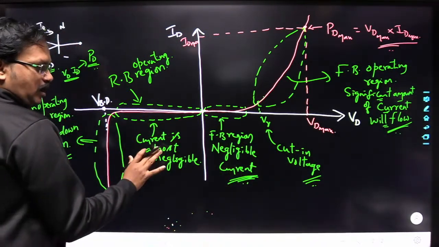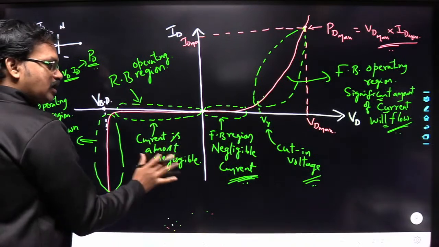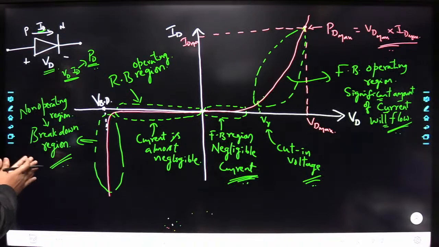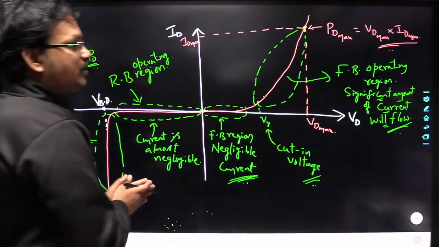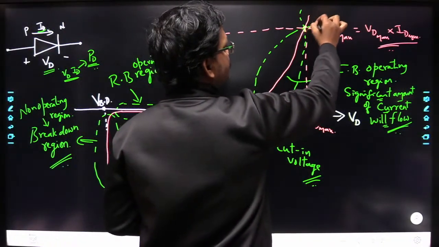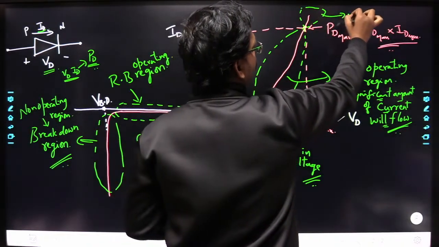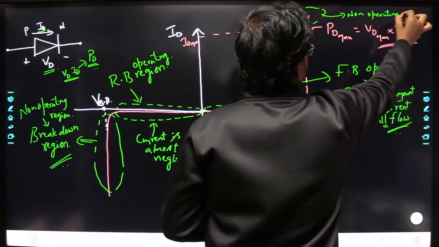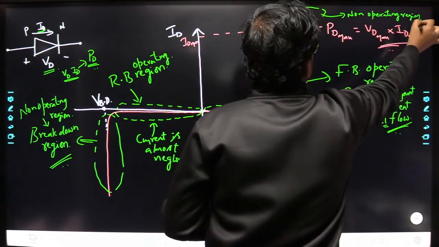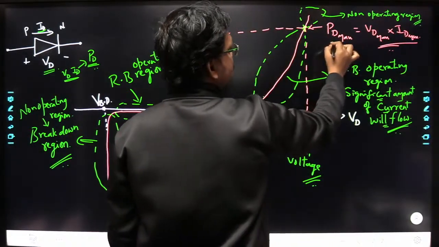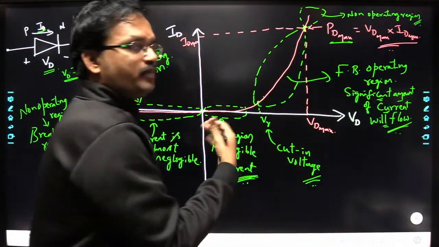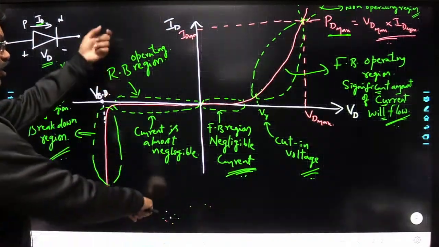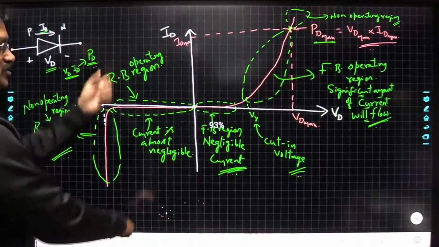Here it is the reverse bias region and current is almost negligible, and here it is the breakdown region, that is the non-operating region for a normal diode. If you go beyond this, this is the non-operating region. You should not go beyond this, because here the power dissipation across this diode is PD maximum, and you should not go beyond that limit. Okay, so I have defined all the operating regions of the diode.